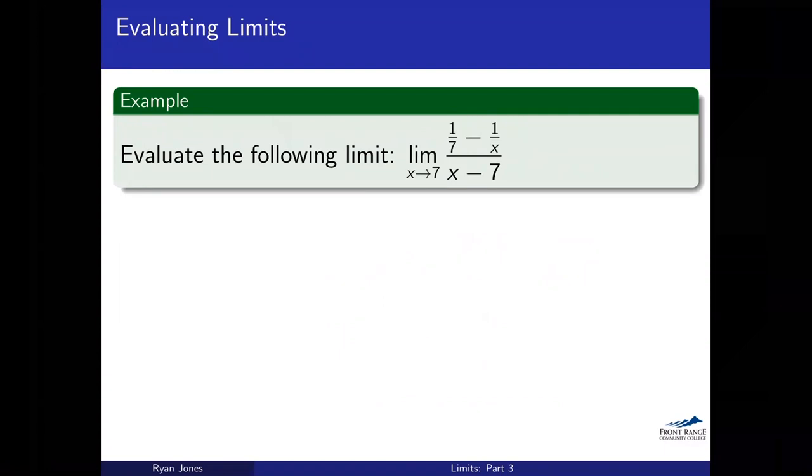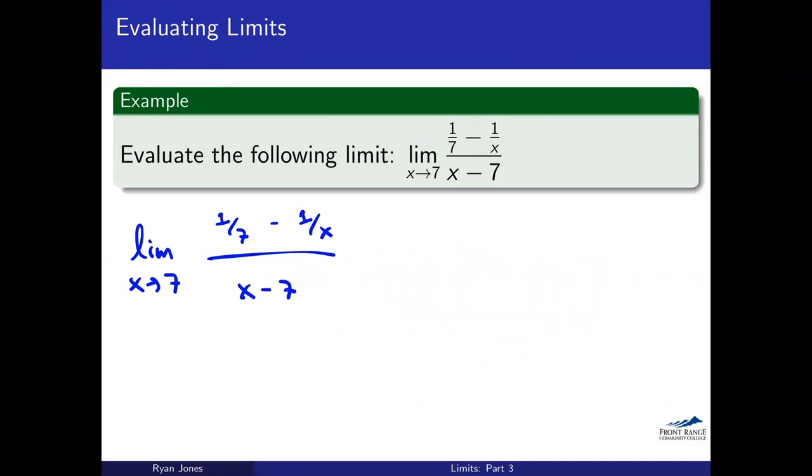Well, what should we do? What's the very first thing we do? Direct substitution. Every time, direct substitution. Don't ever forget that. So we're going to start off with the limit as x approaches 7 of (1/7 minus 1 over x) all over x minus 7. And then if I do my direct substitution, I'm going to get 1/7.